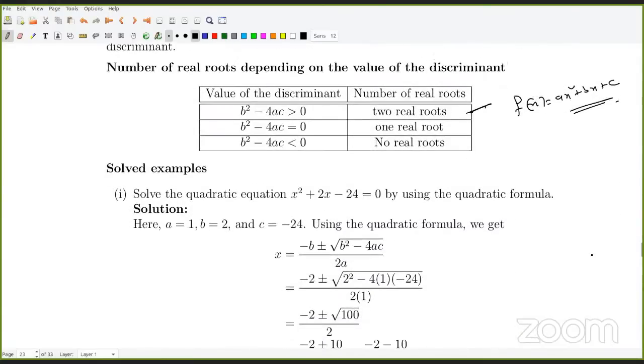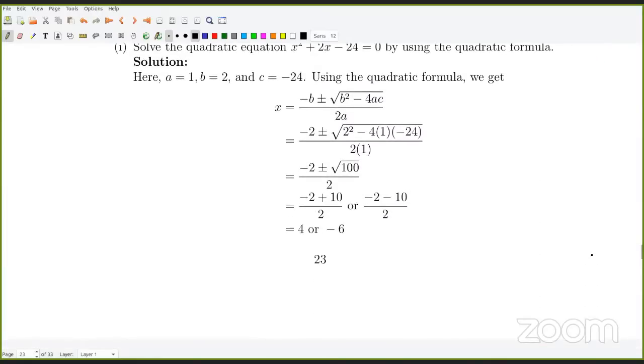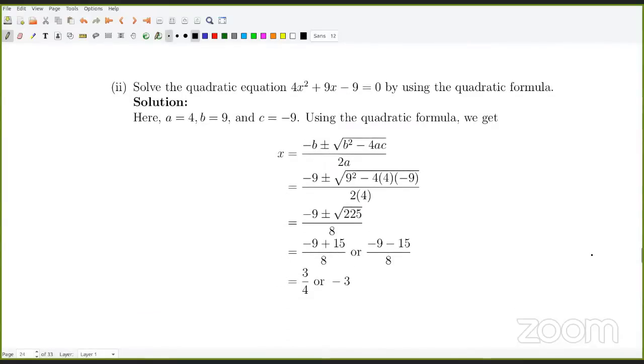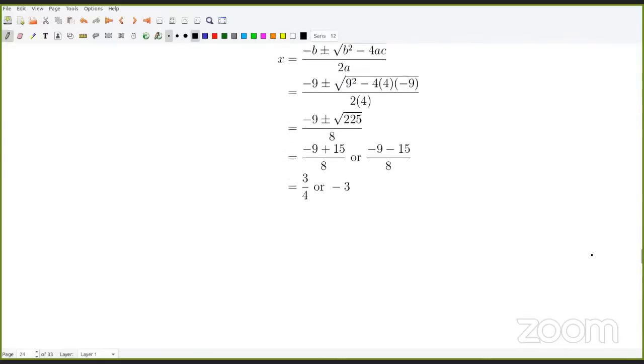Yeah, the same equation. Here I just use the quadratic formula and we get the same roots, 4 and minus 6. And for the same 4x square plus 9x minus 9, using the quadratic formula we get 3 by 4 or minus 3. I suggest you use the quadratic formula for any quadratic equation.